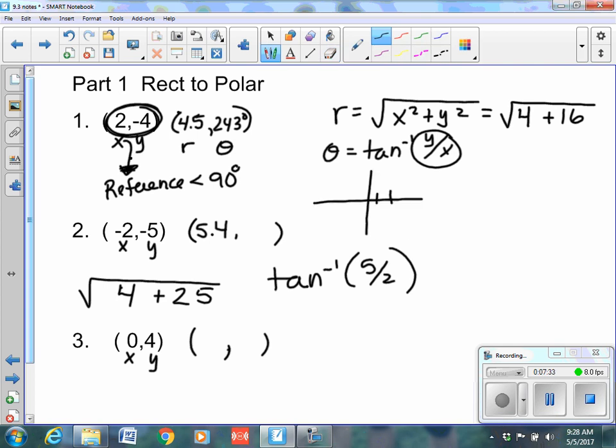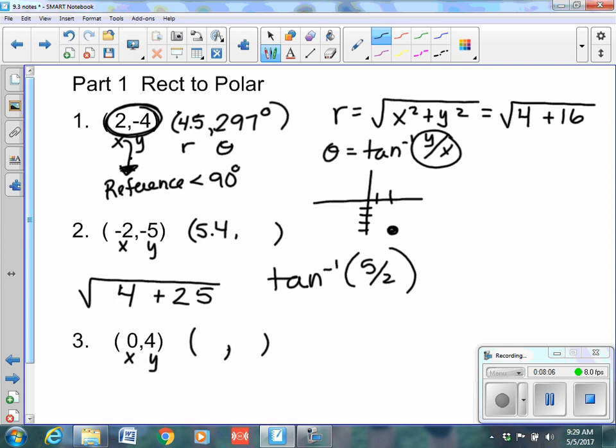A +2, a -4 is in this quadrant. It's not 243 degrees. You have to subtract 63 degrees from 360, and it ends up 297 degrees is in that quadrant. 297 degrees. If you overlaid them, it'd be in that quadrant.